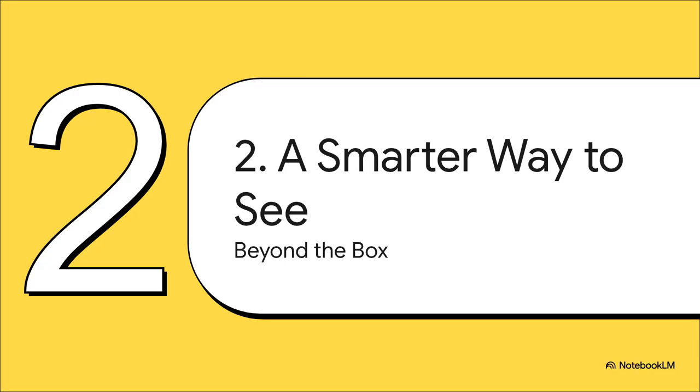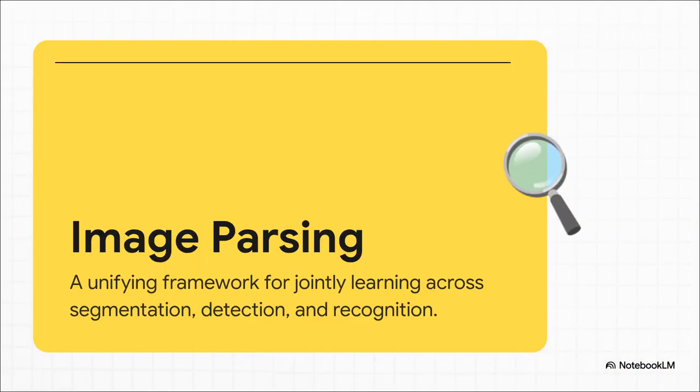But what if we could just move beyond the box entirely? What if, instead of having to manually show a computer where to look, we could just tell it what to look for? Well, this is where a totally revolutionary new approach comes into play, a much, much smarter way for computers to see. Okay, so this new idea is called image parsing.